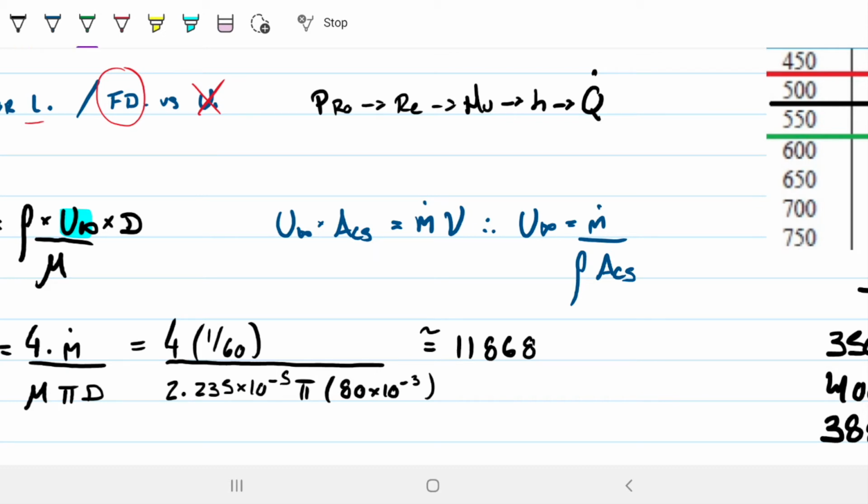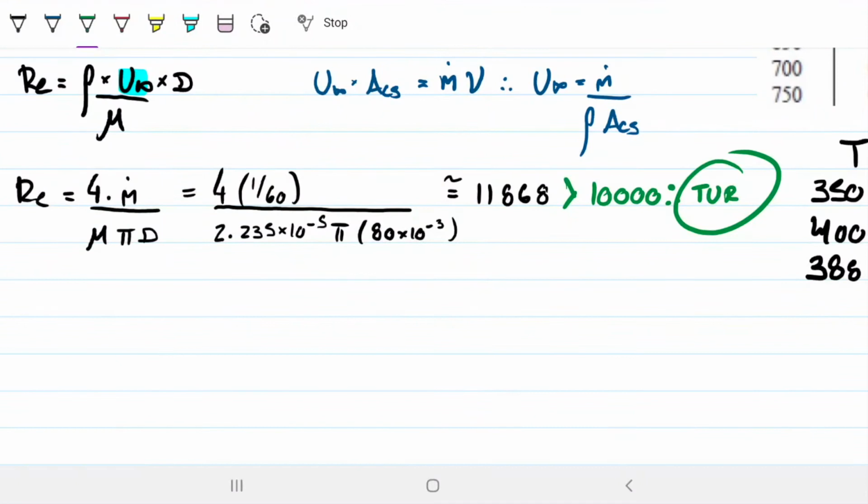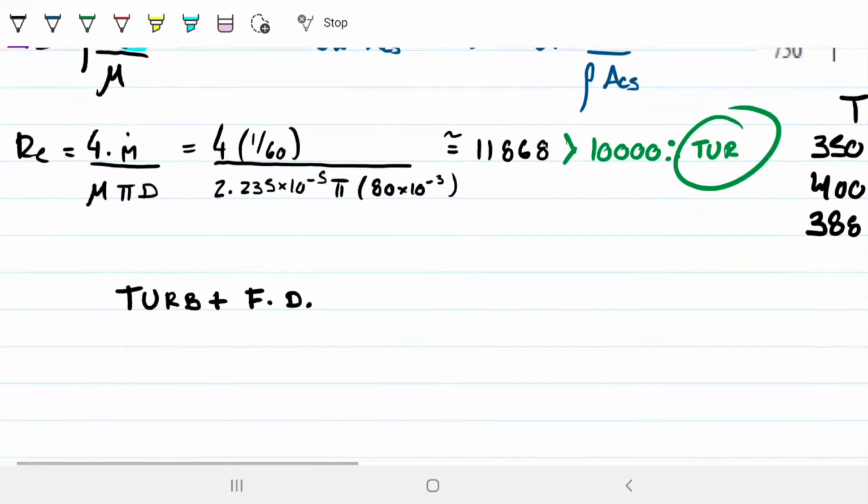And this Reynolds is greater than the 10,000, right? So greater than 10,000. So therefore, this is a turbulent flow. And that is the information that I was looking for to be able to find the correct correlation. So I have a case in which my flow is turbulent plus fully developed. And now I need to find a correlation for this kind of situation.